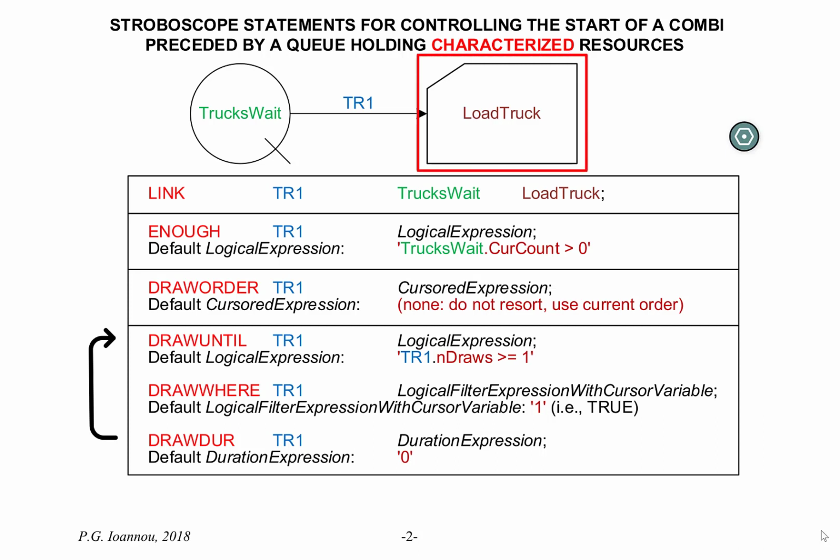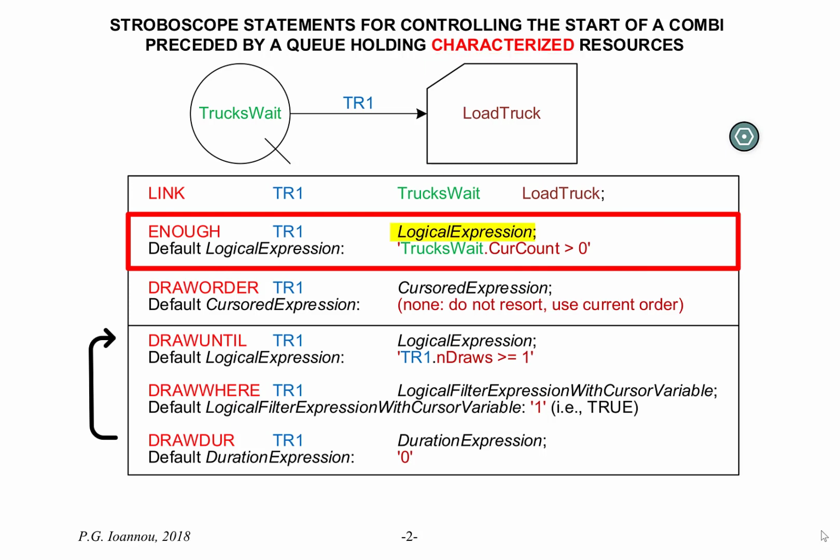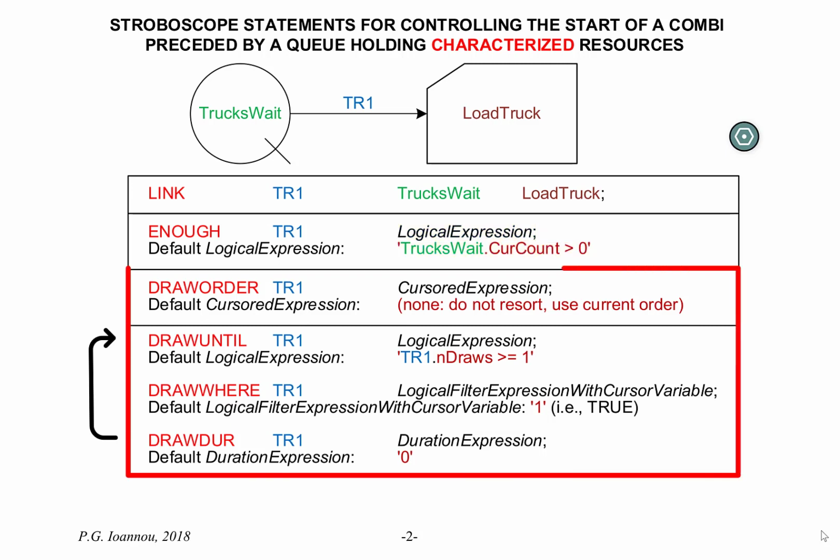In order for combi activity load truck to be able to create an instance, the enough attribute for link TR1 must have the logical value true. The logical value of the enough attribute is determined by a logical expression. The default logical expression compares the current count in truck's weight to the value 0. This logical expression is true if there are any resources in queue truck's weight. The remaining 4 statements apply after the combi has created an instance.